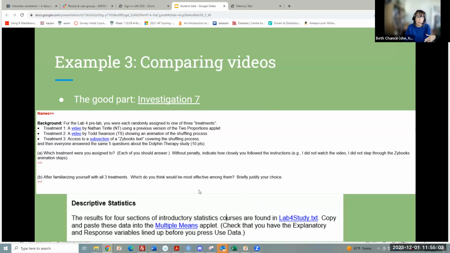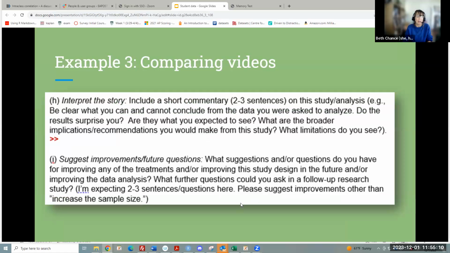Look at all of them now. Which one do you think is going to be more effective? Again, they're discussing this in a group. And then we analyze the data. And then at the end of the lab, I ask them questions like, well, what did you learn? Was it what we expected to see? And then what improvements do you suggest?